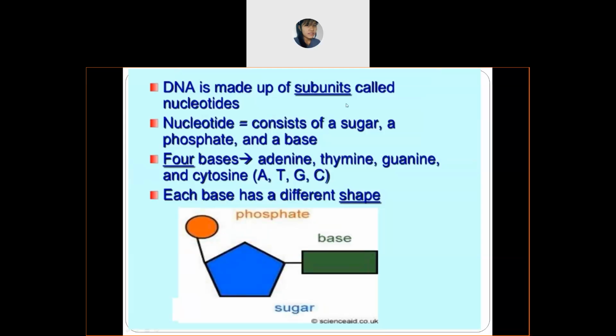This DNA is made up of subunits, which are called nucleotides. These nucleotides consist of sugar, this part. Then this is the phosphate that is orange in color, and this is the base. And here you will find four bases: adenine, thymine, guanine, and cytosine. And you will find that each base has a different shape. Are you clear about the DNA?